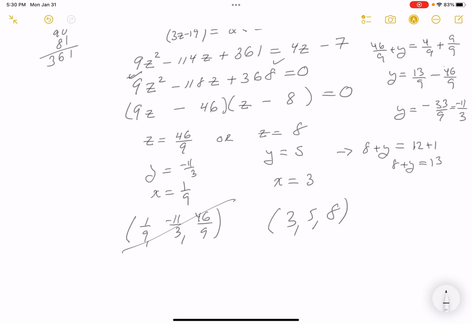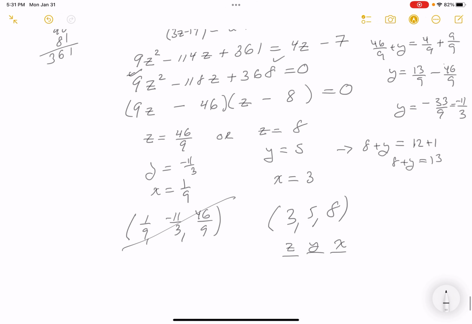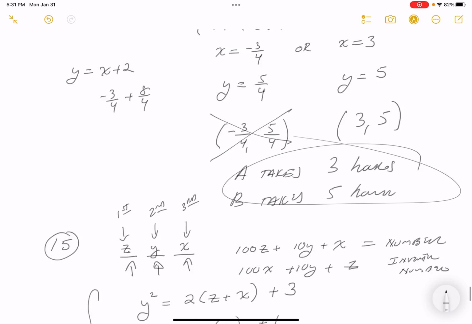Now, what is the answer now? I'm looking at this thing, and I want to remind you of the number we defined in the beginning. I hope you remember. I'm sorry. I really have to stop talking and do more thinking, I guess. So if you remember, the number was Z, Y, X. That's how we defined our number. So what's our number? 853.